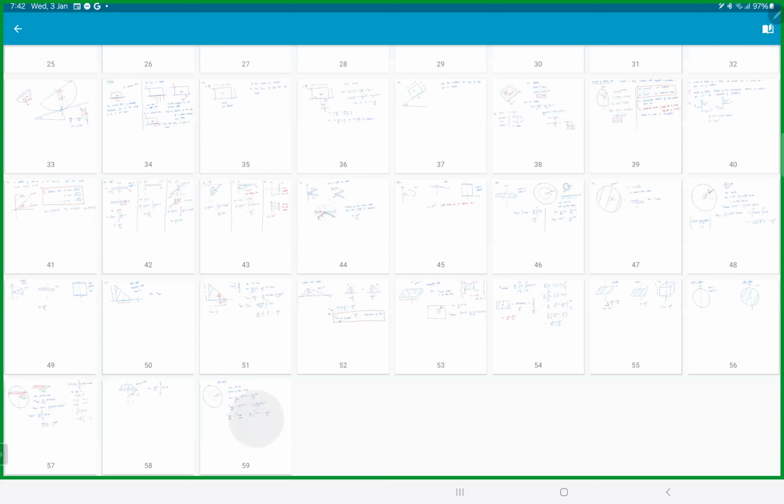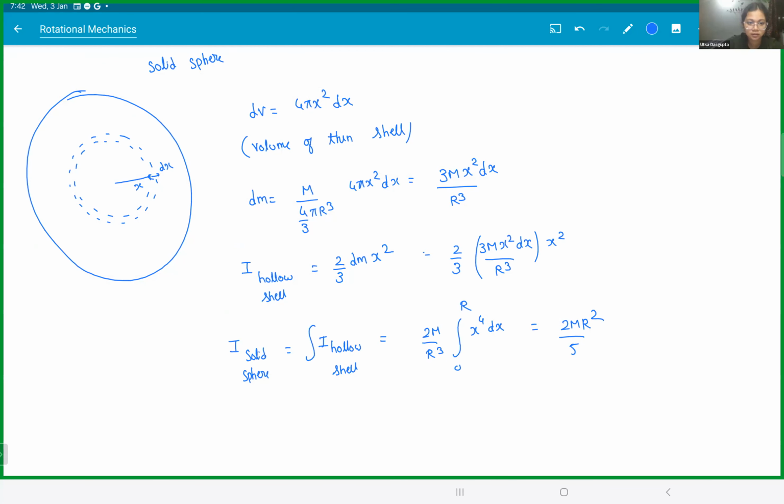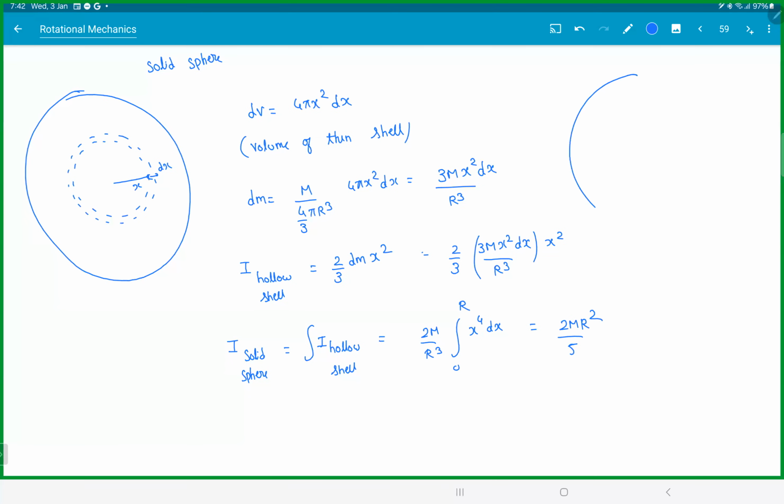Next one. Sir, if you take discs, then we'll have to do double integration. No, you already know the result for a disk. Oh, right. This is there. Basically, the radius will come in terms of r, so constant, only theta is variable, no? Okay.